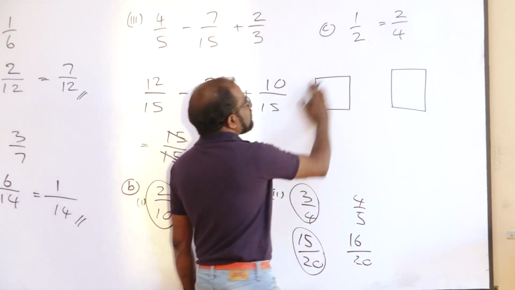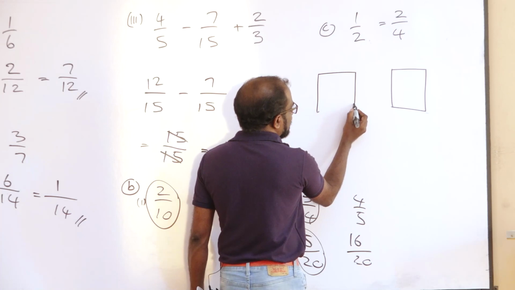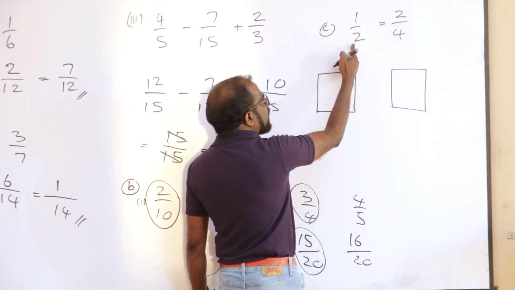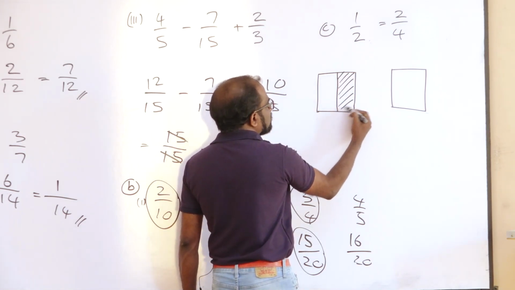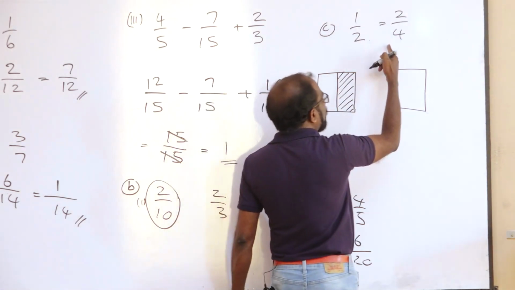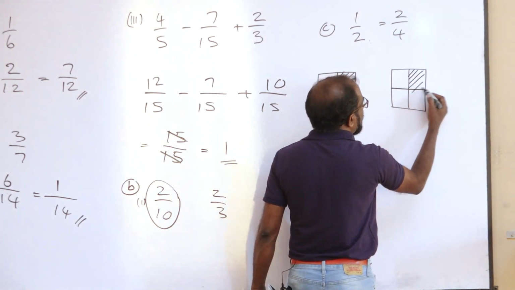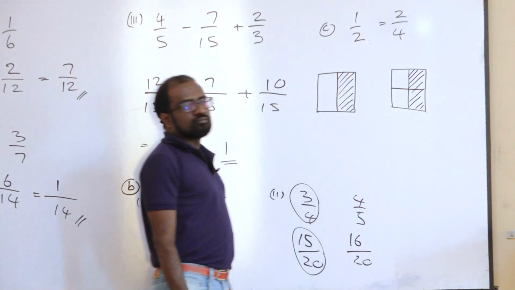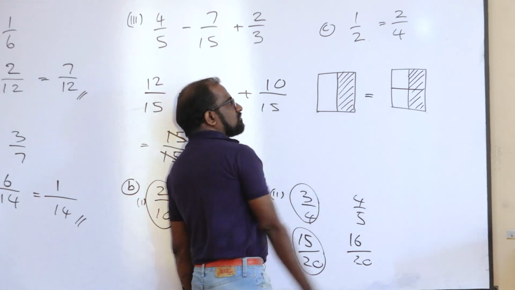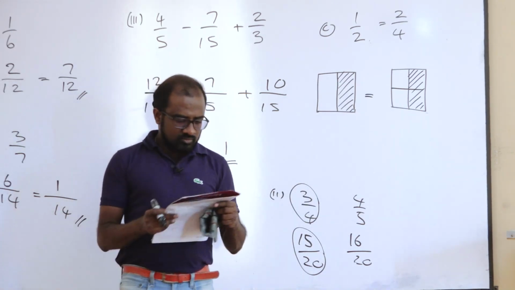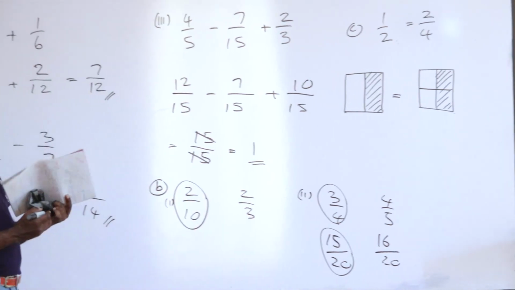The meaning of the fraction. 1 over 2 means divide into two equal parts and you take 1. Right? 2 over 4 means divide into 4 equal parts and you take 2. Right? So that's equal. Same amount is colored. Okay, so fraction is a very important lesson.